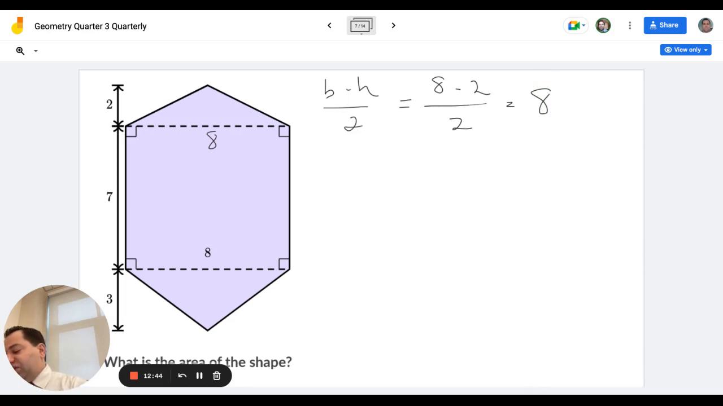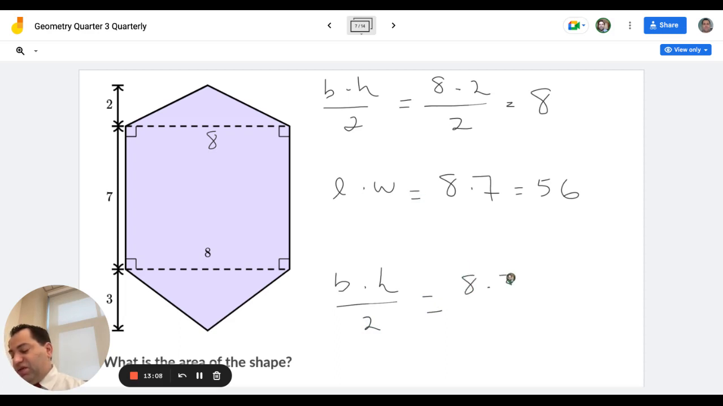The rectangle is going to be length times width. So that's going to be 8 by 7, which is 56. And then the triangle at the bottom, again, is base times height divided by 2. So that's going to be 8 times 3 divided by 2.